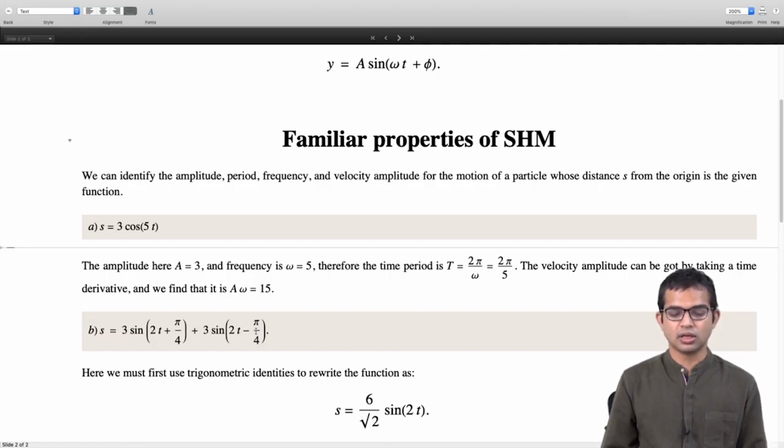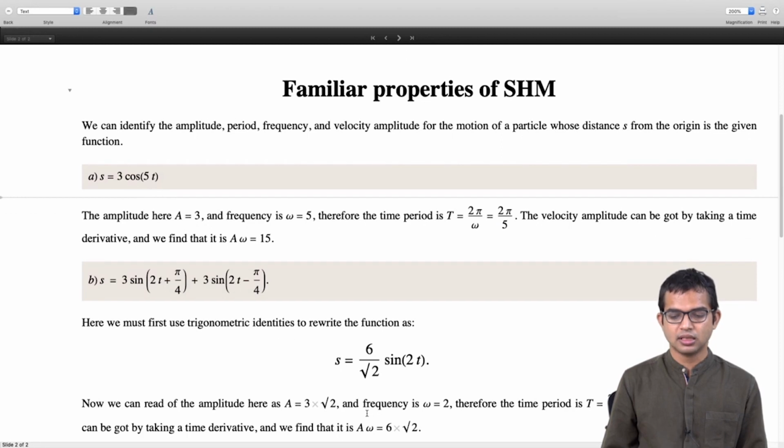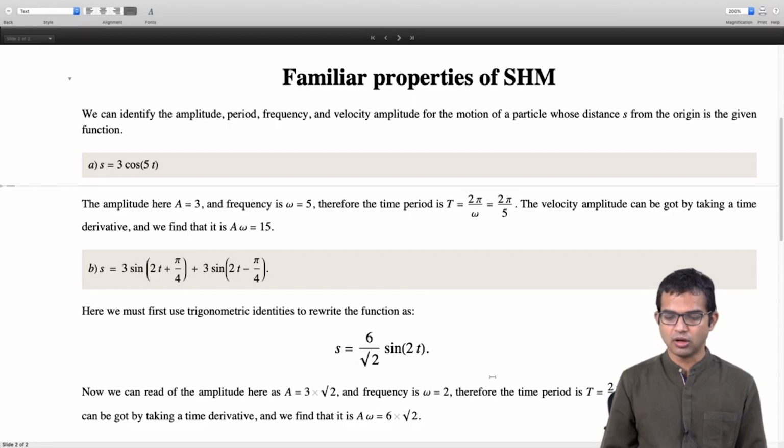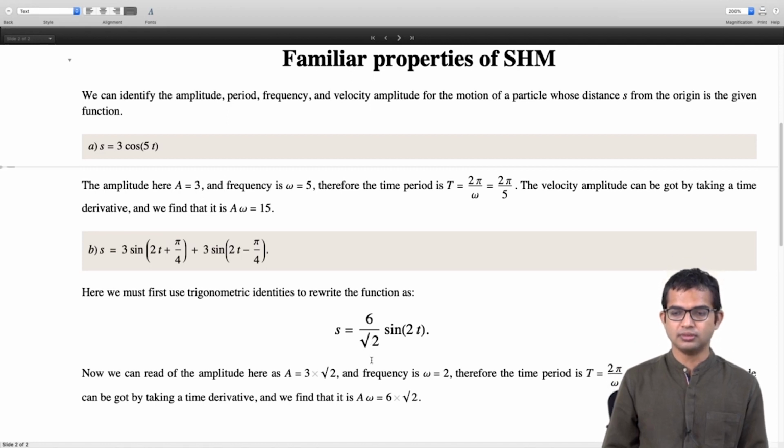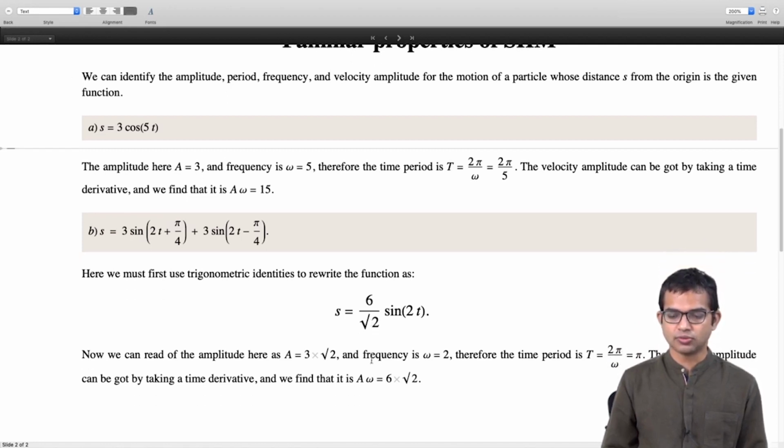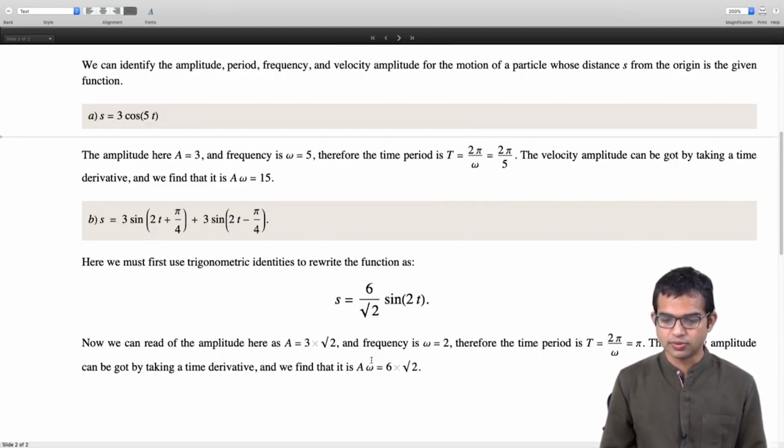So it looks like there are two terms, but in fact this is just, you can pull out the 3 and then add these, right? So you use the identity sine of c plus d plus sine of c minus d and carefully collect terms. You will get only a simple harmonic motion whose amplitude is 3 times root 2 and whose velocity amplitude you can compute to be 6 times root 2 and whose frequency is omega equal to 2, time period is pi, right? So this is all familiar stuff, which from high school we have been looking at these kinds of phenomena.